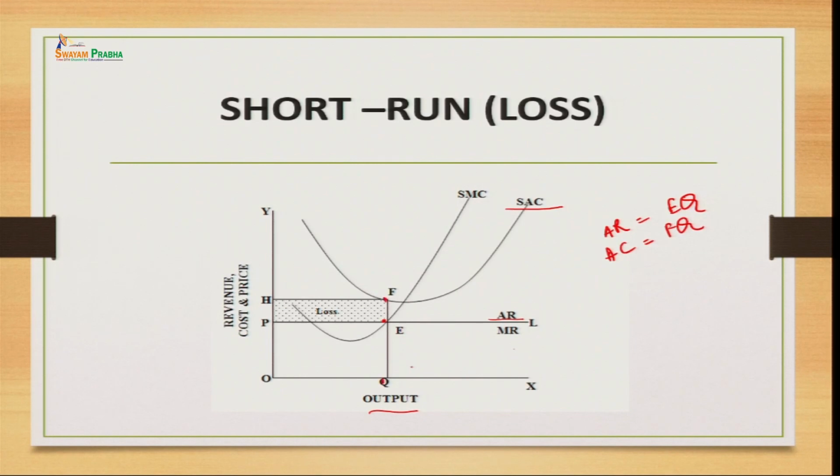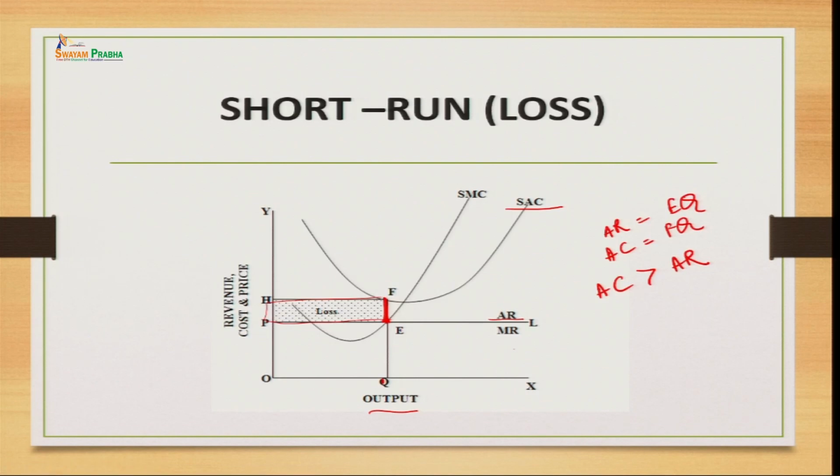So, we have taken this FQ as the average cost of the company, and since we can see the average cost is greater than average revenue, because FQ is greater than EQ, the difference between FQ and EQ is your loss. So, this FE denotes the loss of the company, which they are incurring per unit. This is the loss per unit. Now, when we multiply this per unit loss with the total output, then we will be able to find out the total loss area of this firm in the short run. So, this PHEF is the total loss which a firm is incurring in the short run, right.